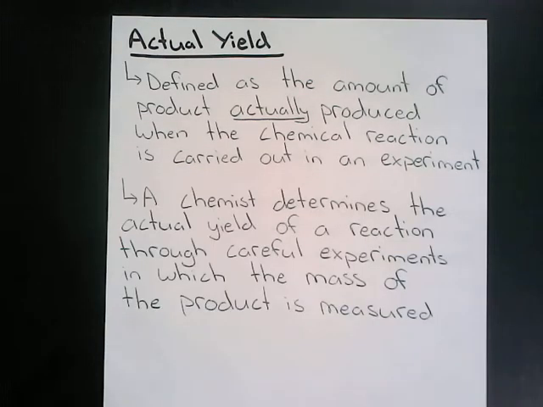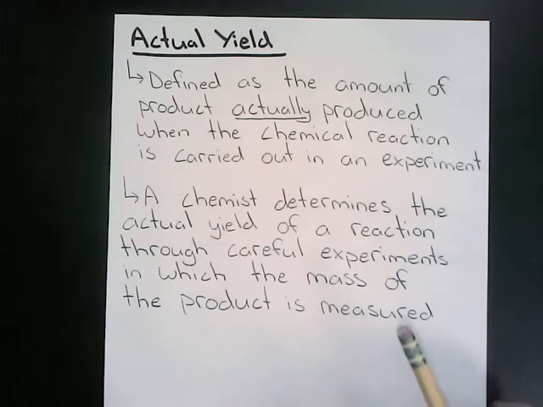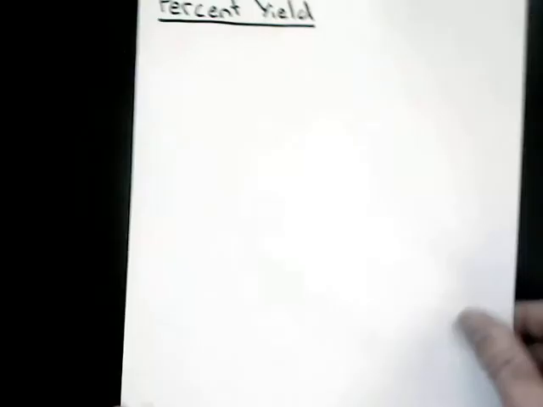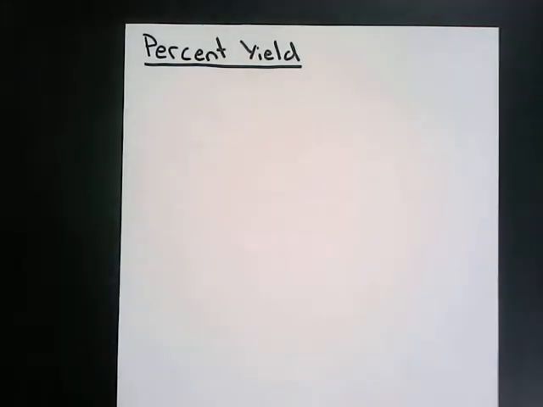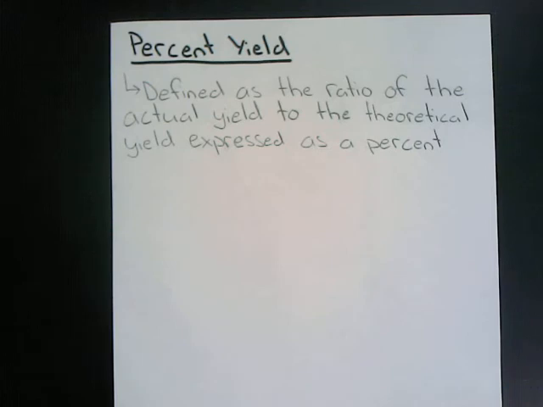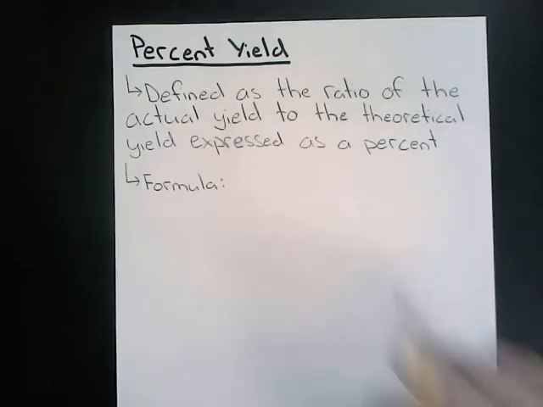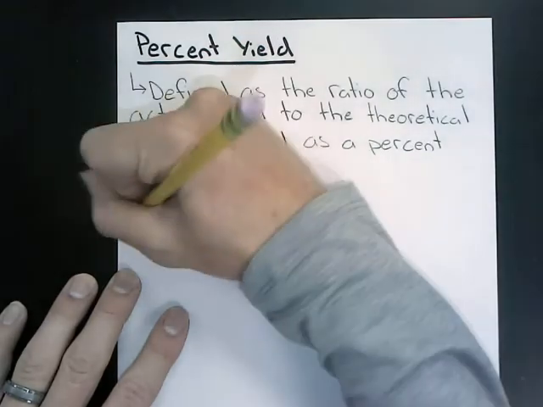So now we can move on to another term and definition that we need to know, and that is the percent yield. And so the percent yield is defined as the ratio of the actual yield to the theoretical yield expressed as a percent. Now that definition is fine and dandy, but there's a formula that is associated with this exact definition. And so the formula of the percent yield is as follows.